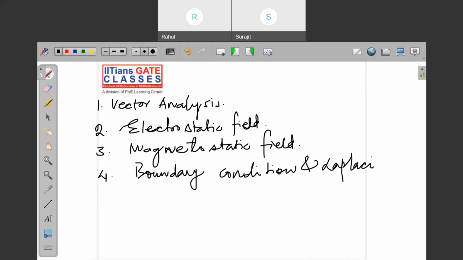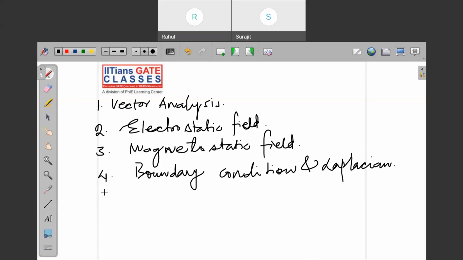Laplacian equations, in fact Poisson equations, are used to derive many equations of the p-n junction and all. If you want to analyze electronic devices, you always go for Poisson equations, right? So we need to make ourselves familiar with the Poisson equations, so that these sessions will be helpful to understand electronic devices as well, right? So all the subjects are interlinked.